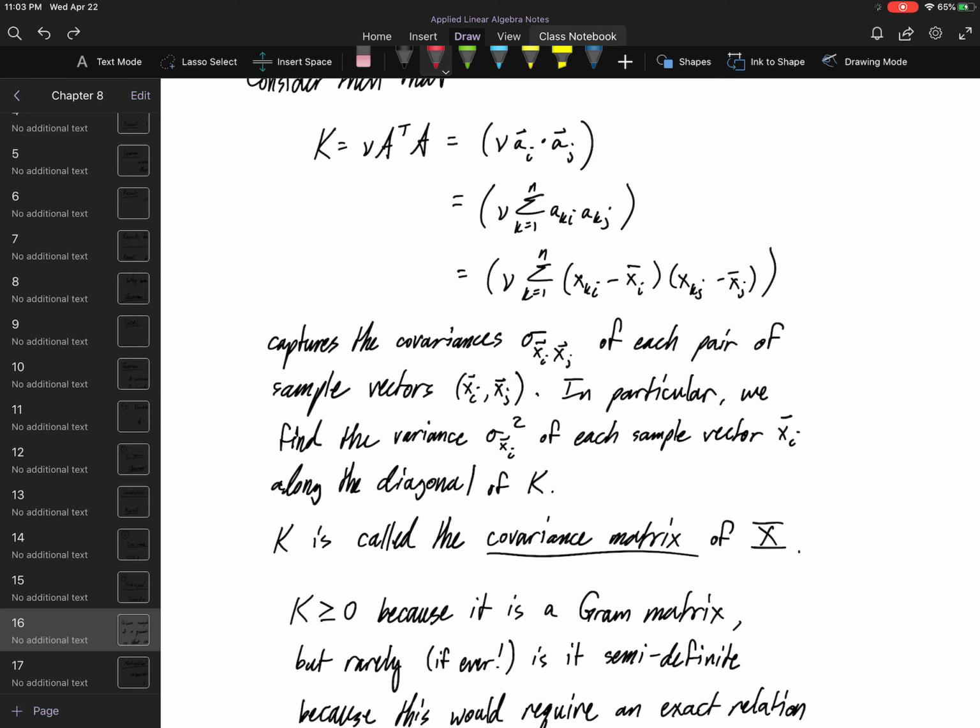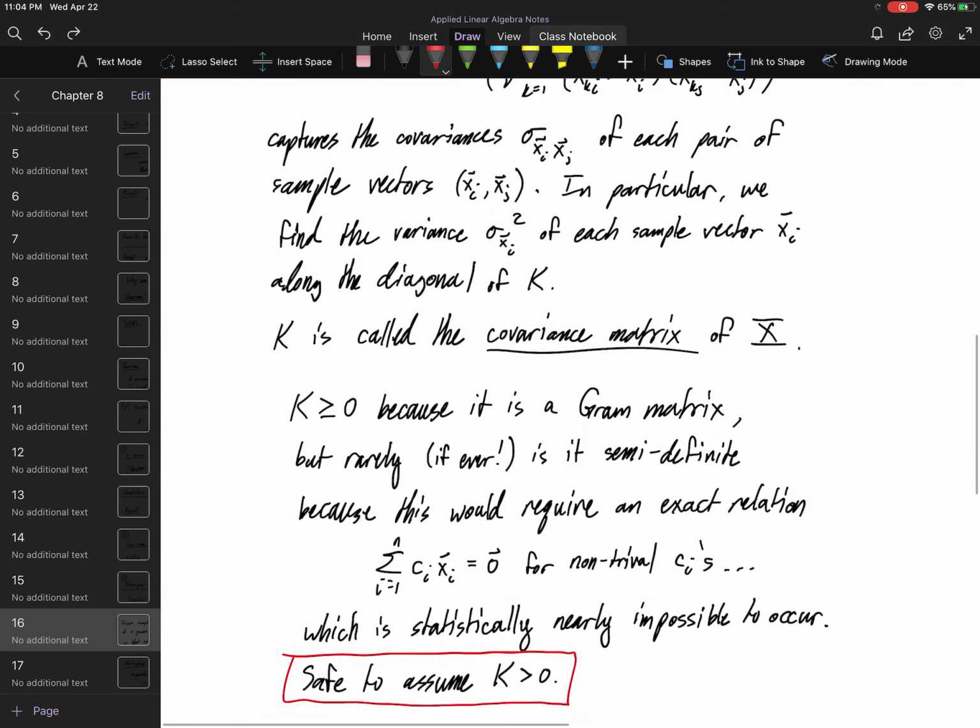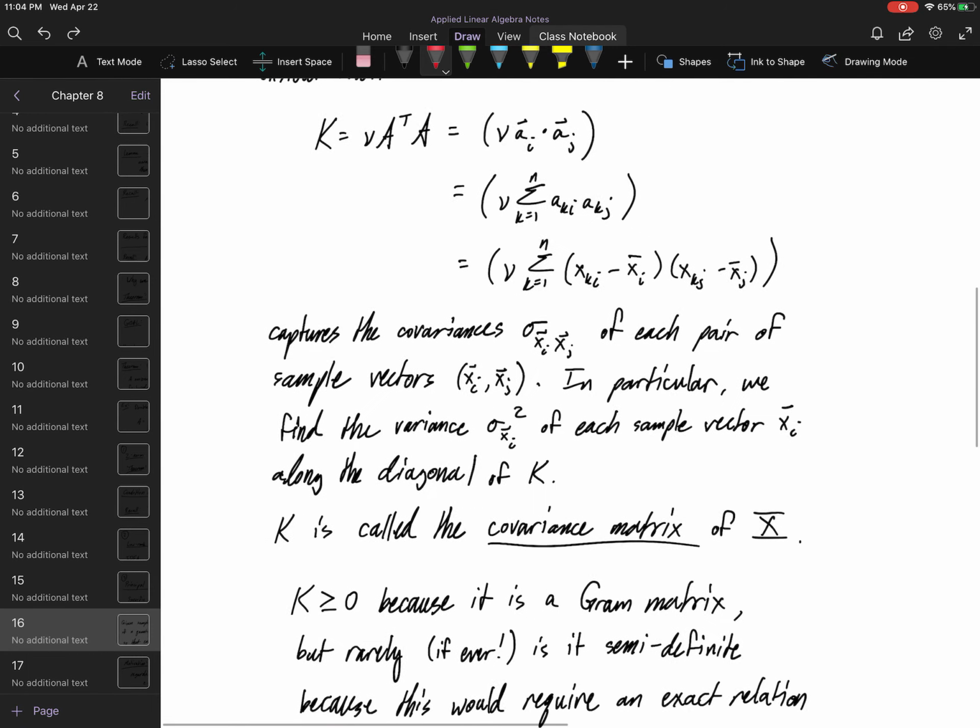So sigma sub xi xj tells us the covariance between each pair of these experiments. In particular, to find the variance of each one of the sample vectors, you're going to look along the diagonal of this matrix K. And K, as you might guess, is called a covariance matrix.